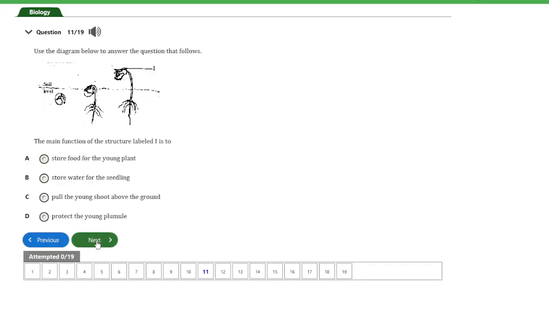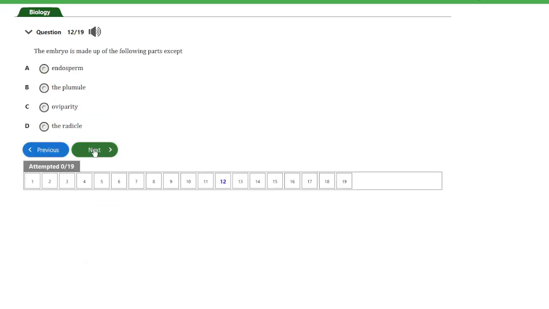So let's look at the next question, guys, and that's question number 11. Here we have a diagram to answer the question with, and the question here says, the main function of the structure labeled I is to A, store food for the young plants, B, store water for the seedling, C, pull the young shoots above the ground, and D, protect the young plumule. So guys, the answer to this question is option D, and that's protect the young plumule.